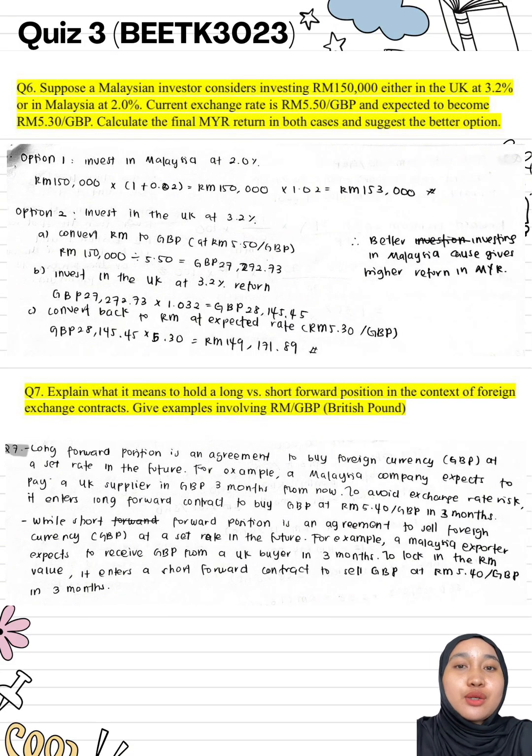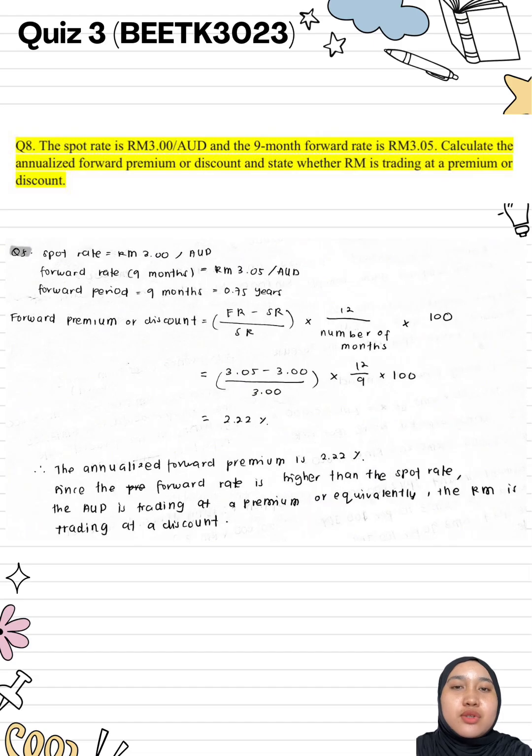In conclusion, go long if you are buying foreign currency in the future, and go short if you are selling foreign currency in the future. Both strategies are used to manage exchange rate risk. So now let's look at question 8.